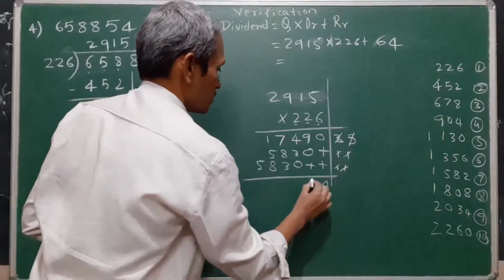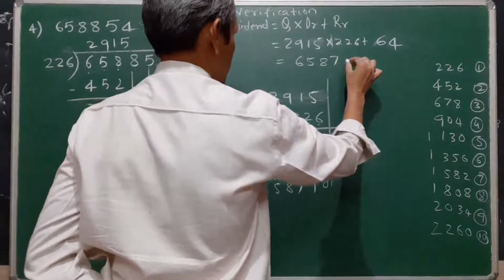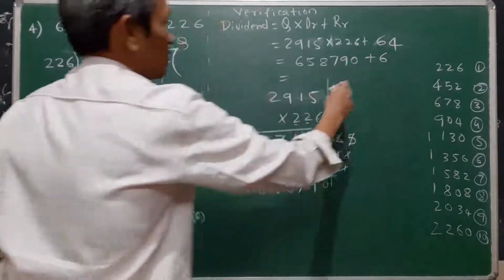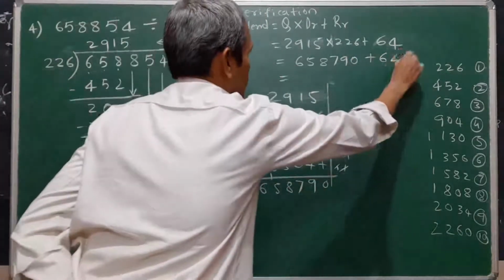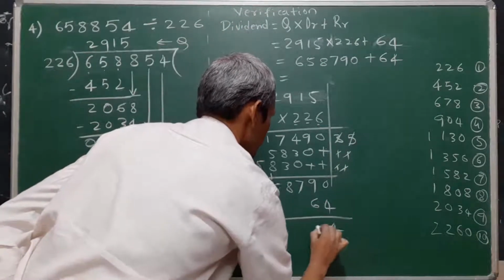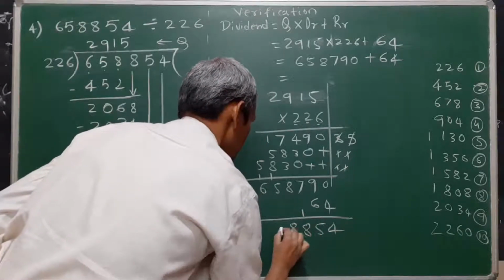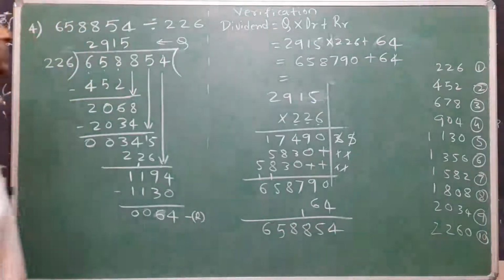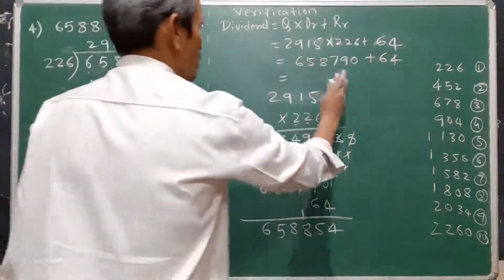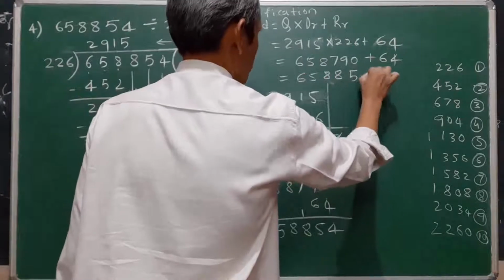Add this 658790 plus 64. If we add 64 to this, see what we'll get. 6, 5, 8, 8, 5, 4. This one we got. So the result is verified. 6, 5, 8, 8, 5, 4.